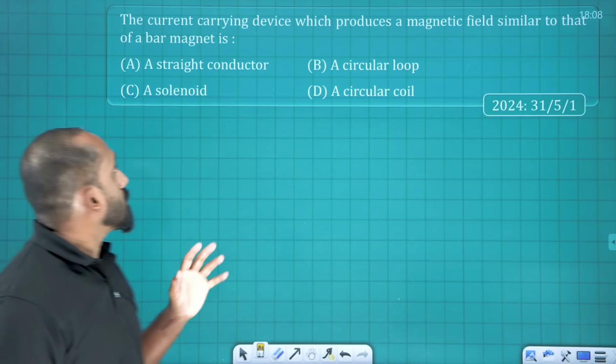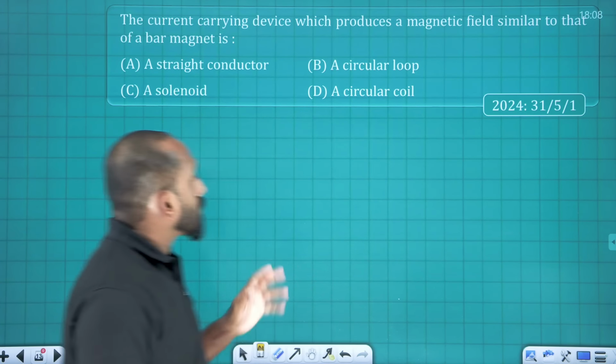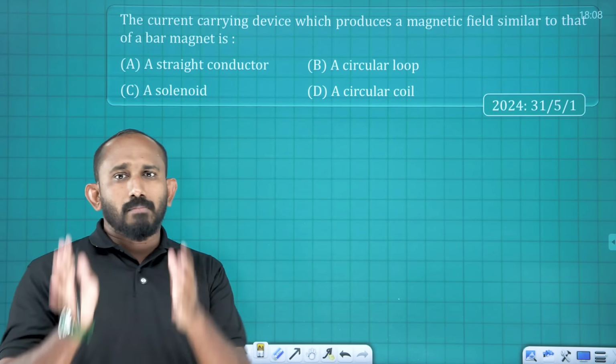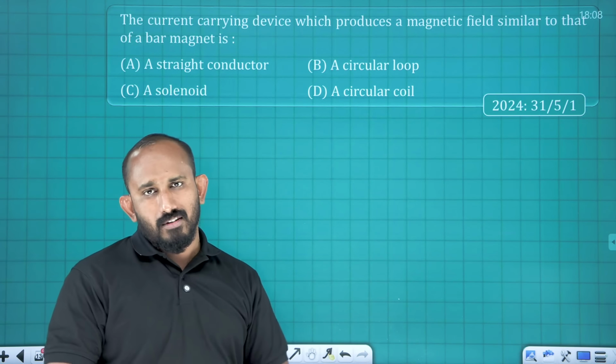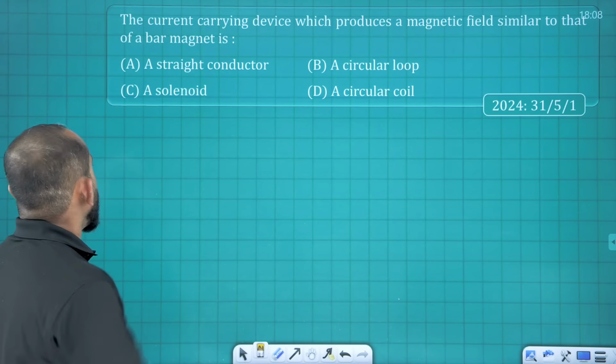The current carrying device which produces a magnetic field similar to that of a bar magnet is a very easy question. Similar to a bar magnet, which device gives you the magnetic field? Current carrying it should be. That's nothing but our solenoid. So option C is the correct answer.